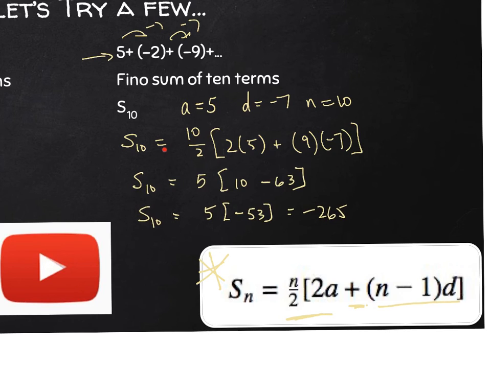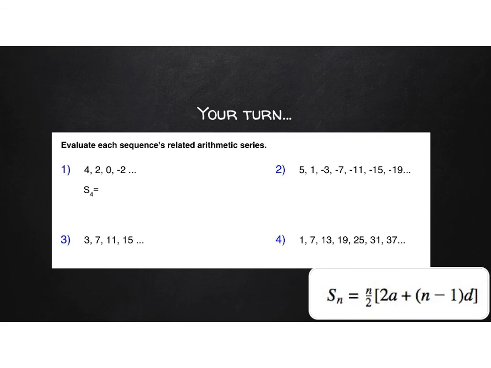After I substitute it all in, I am going to evaluate, and this negative makes this a negative here, so 10 minus 63. 5 times negative 53 is negative 265. So if I add up the 10 terms following this pattern, 5 plus negative 2 plus negative 9 plus negative 16 and so on for the 10 terms, I end up with negative 265.